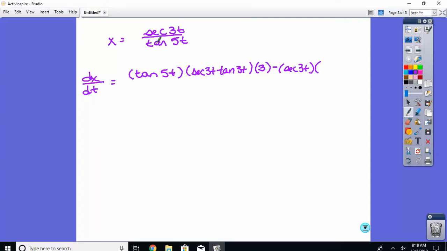Derivative of tangent, secant squared, and the derivative of 5t is 5. All over low squared.